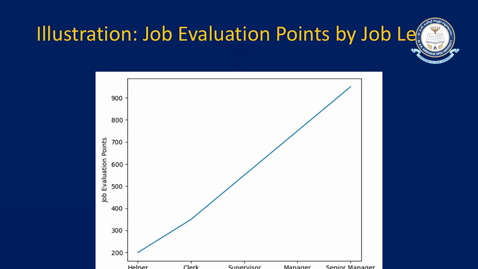You can clearly see the job evaluation points by level. This graph gives you some understanding of how job evaluation is done on the basis of points, from one point to the other, the difference between each job. That's why you can reduce a lot of industrial disputes and so on.